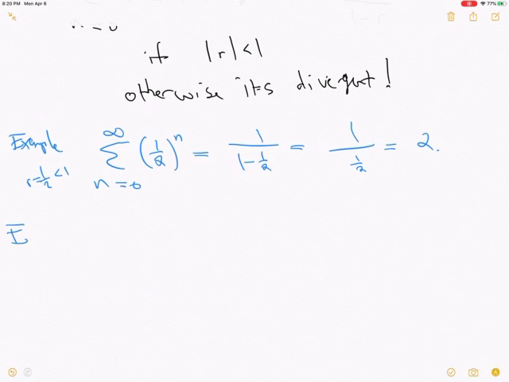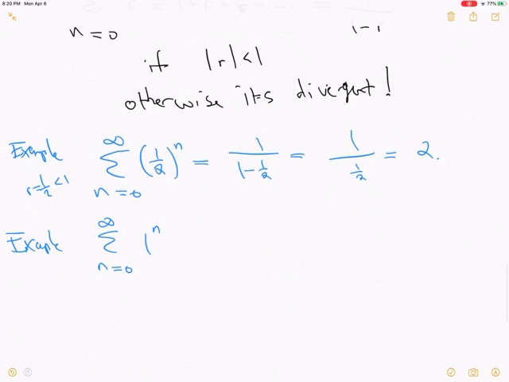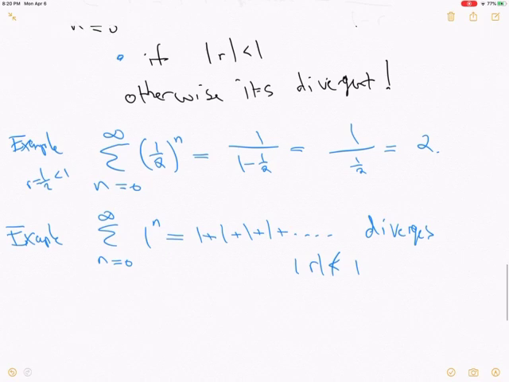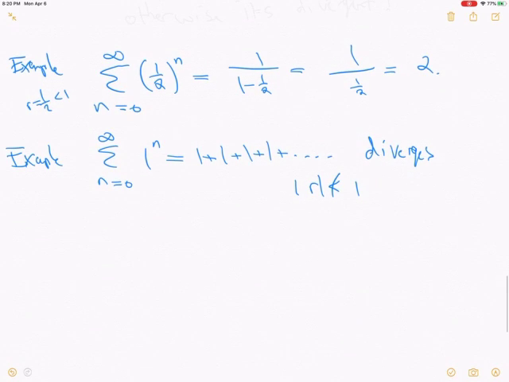Another example is if you wanted to do summation, n goes from 0 to infinity of 1 to the n power. Well, here r is not less than 1, and so we see that this diverges, but that's 1 plus 1 plus 1 plus 1 plus 1 on forever. So this clearly diverges. And we can see that r is not less than 1 in this example. So it doesn't satisfy the condition we need. So it clearly diverges.